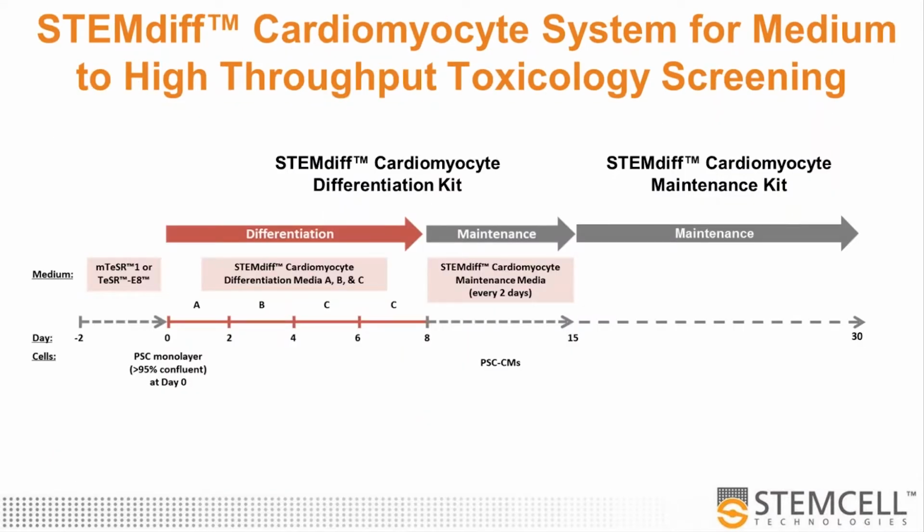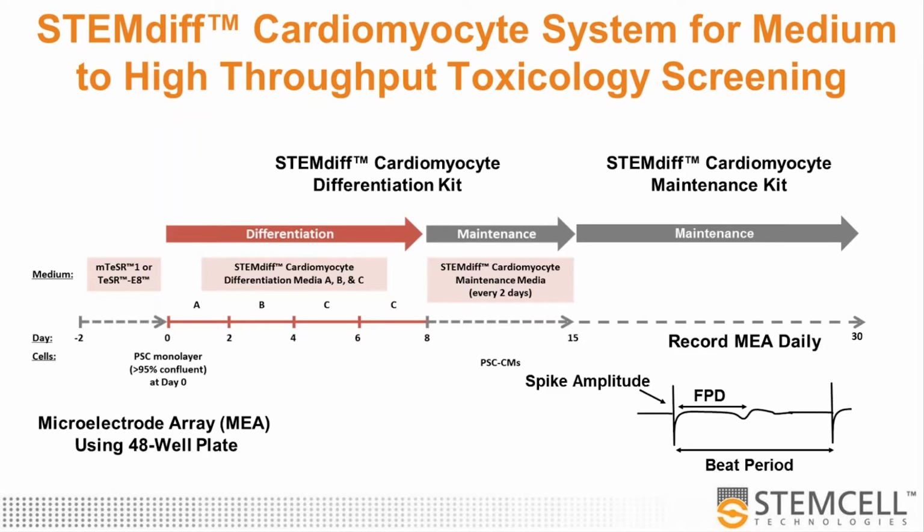So we can use the cardiomyocyte system and the Axion system to do medium to high throughput toxicology screens. So what we ended up doing is using a 48-well plate and directly seeding our 4 different unique hPSC lines directly into the CytoView plate.